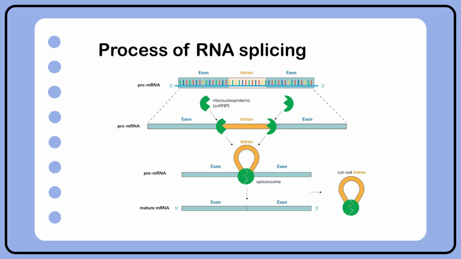Splicing. Genes are not continuous coding sequences. They contain non-coding regions called introns and coding regions called exons. In the splicing process, the introns are precisely cut out and the exons are joined together. This process, which is splicing, is a highly accurate process that ensures the final message makes sense.